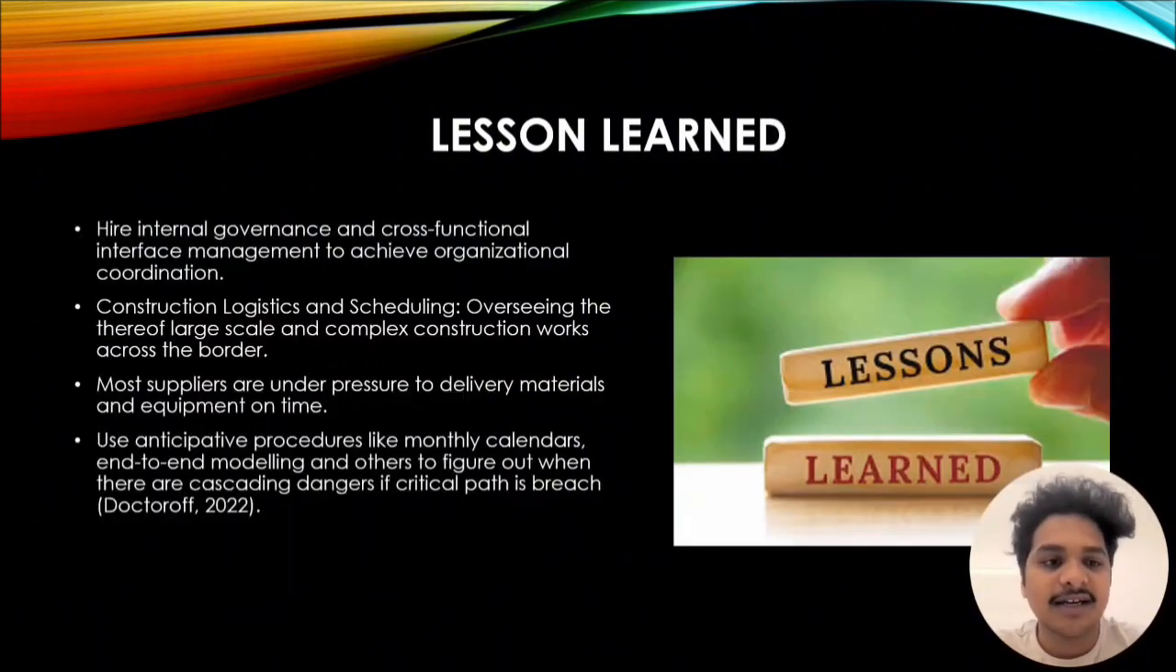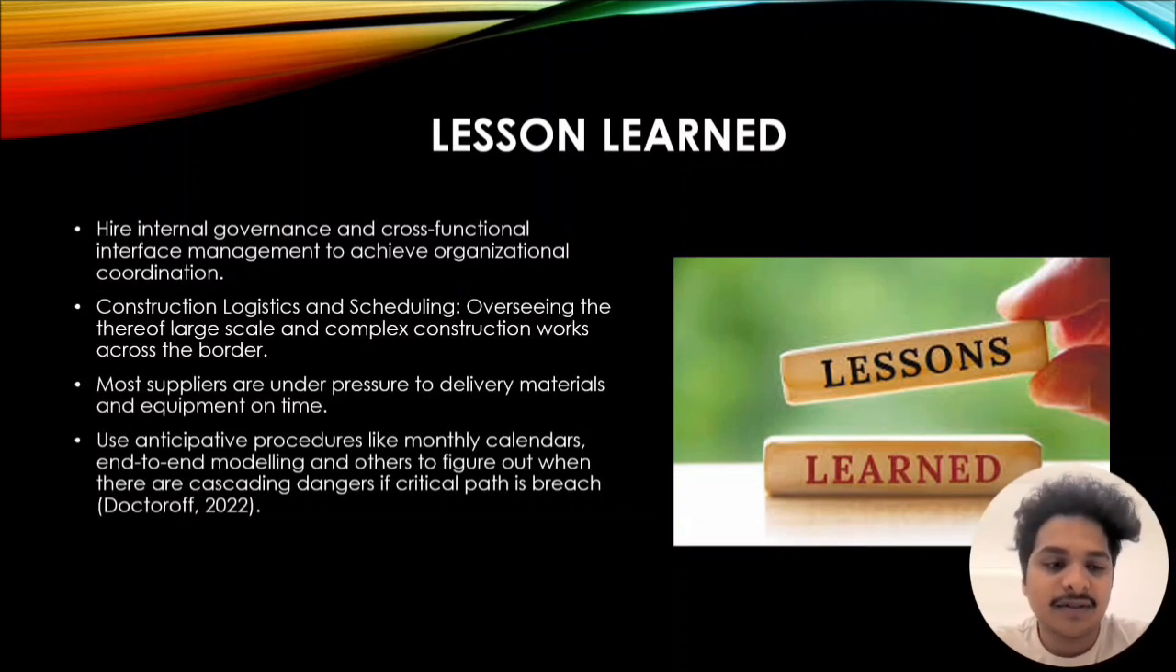So the lessons learned are higher internal governance and cross-functional interface management to achieve organizational coordination. These kinds of big projects are not done by a small group of people. It includes a lot of people, a lot of decisions made. So construction logistics and scheduling means overseeing large-scale and complex construction works across the border. Most suppliers are under pressure to deliver materials and equipment on time. These kinds of problems we can see on a regular basis. Whatever the suppliers are supplying, they won't send it in the proper quantity that we have ordered.